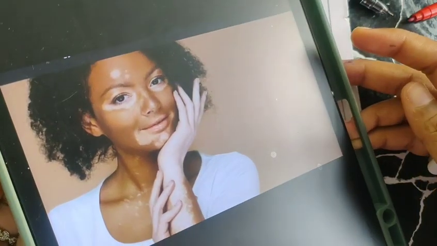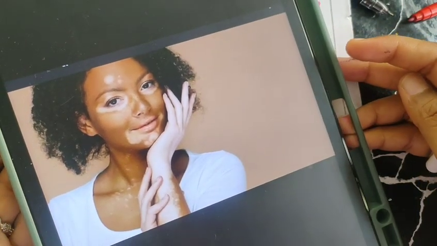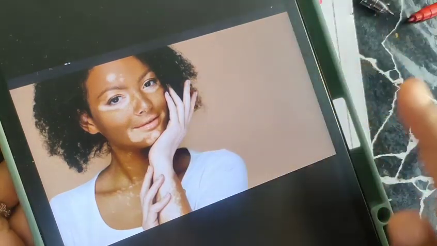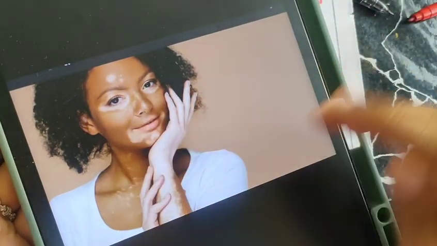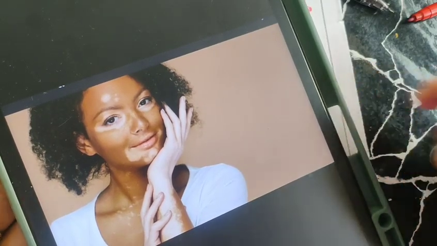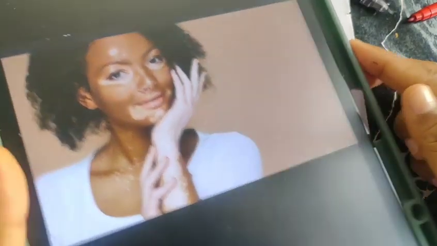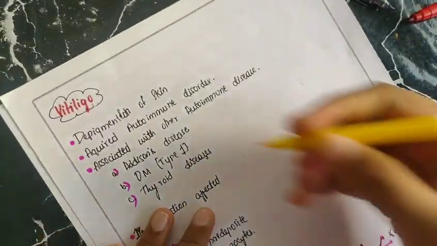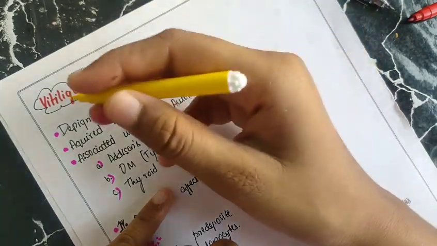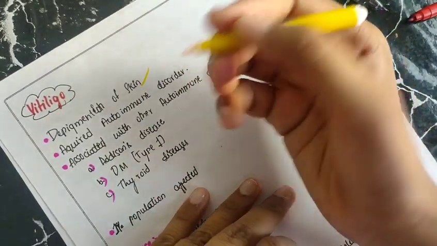I'll be teaching about the diagnosis, causes, and the treatment, how we can get cured of this disease, or whether it is not curable, but still there are some procedures by which you can cure this disease. First, I'll say this is a depigmented condition. Maybe in some sites it may be hypopigmented also, but vitiligo is mainly depigmented.